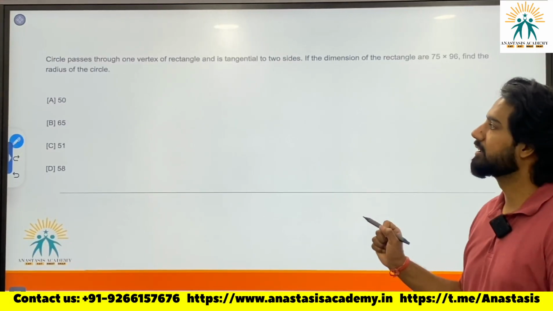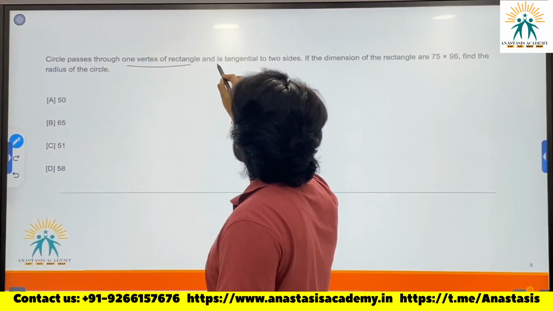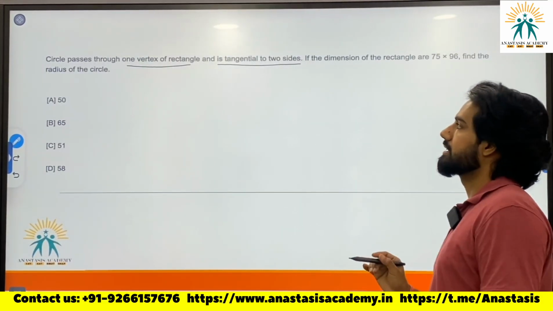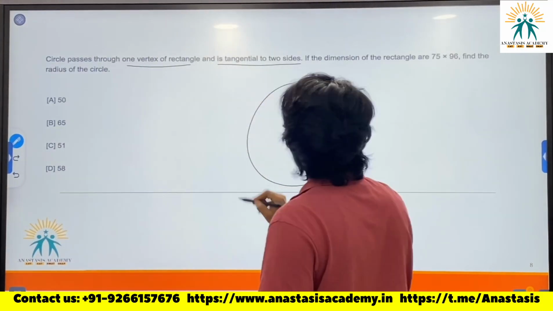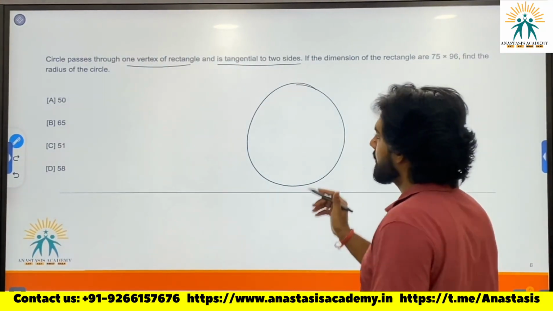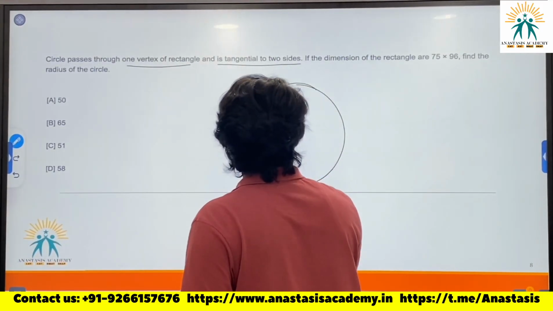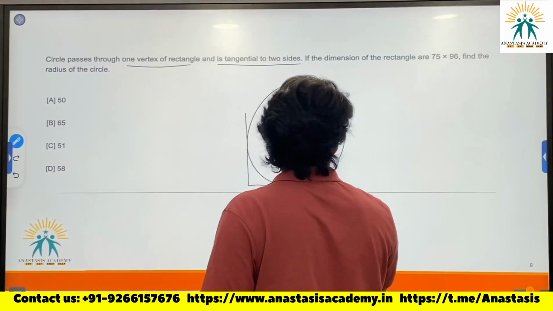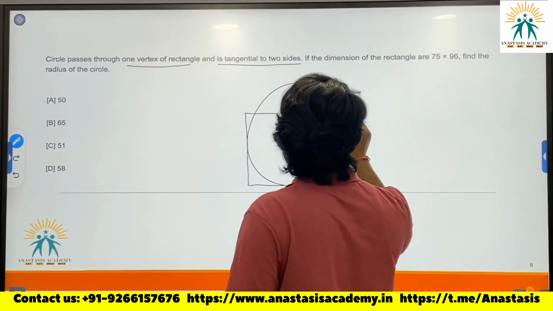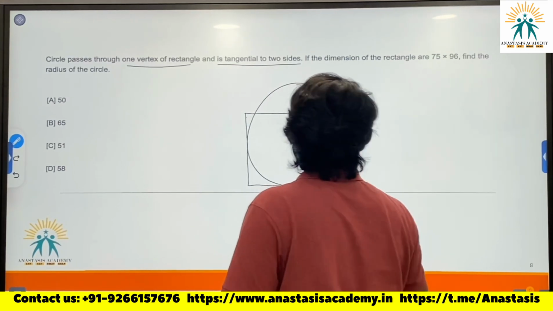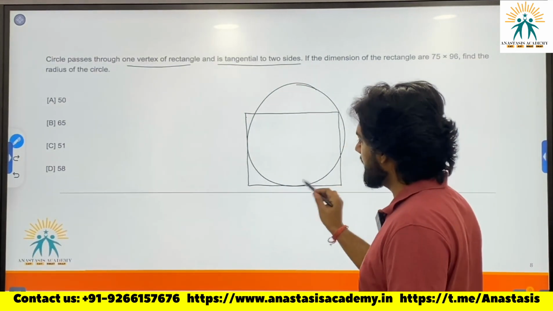Solve this question. A circle passes through one vertex of a rectangle and is tangential to two sides. Okay, so there is this circle which is tangential to two sides of a rectangle. So just make these sides as this, and the third side, and it is passing through the third side of this rectangle. So this is the rectangle, and this circle is tangential to these two sides.